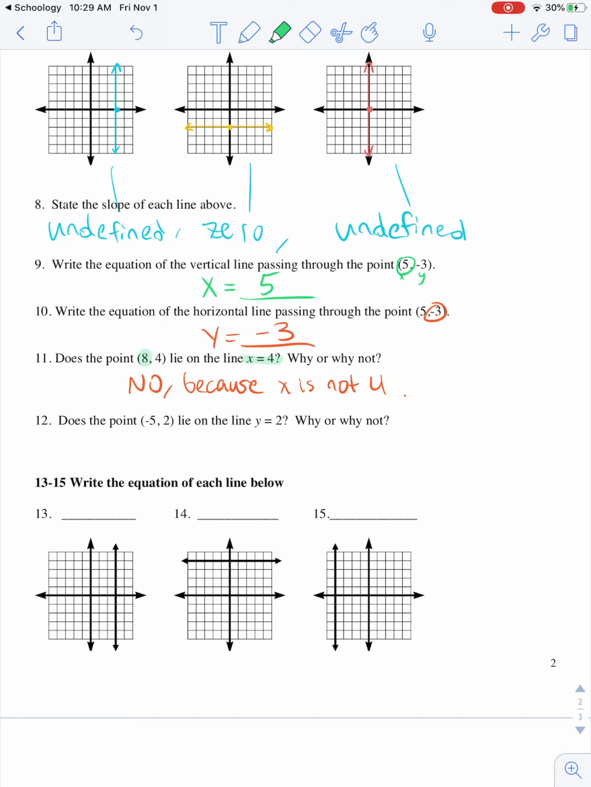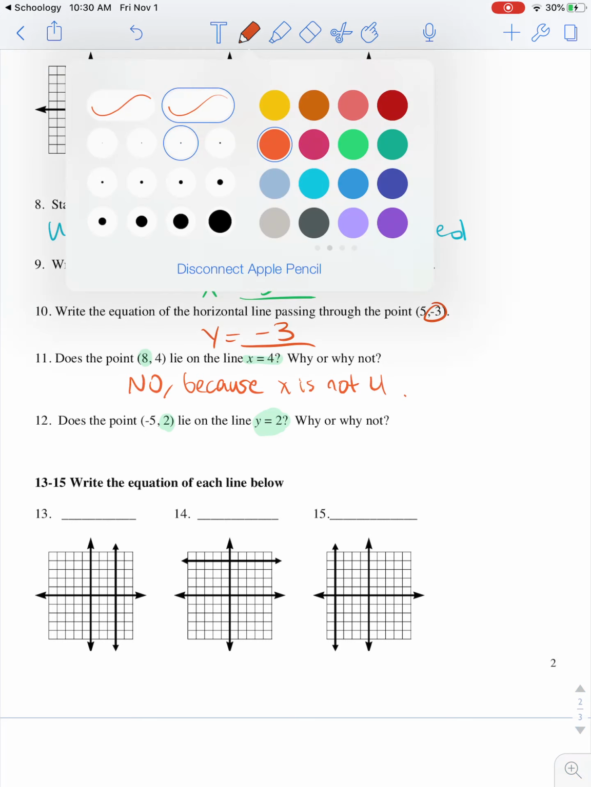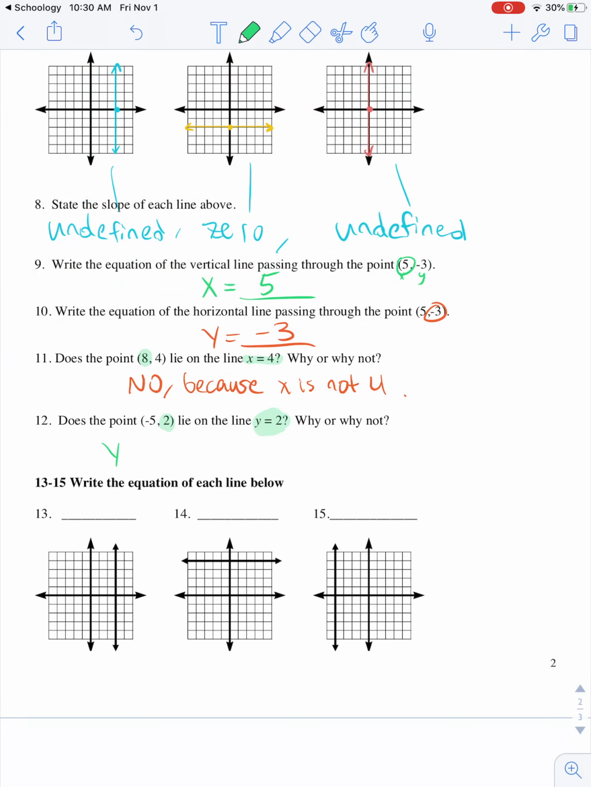Okay, now this next equation, y is supposed to equal 2. So any point that has y equals 2 would be on the line. Well, this guy has a y equals 2, so yes, the answer is yes. Yes, because the y is 2. That's it.